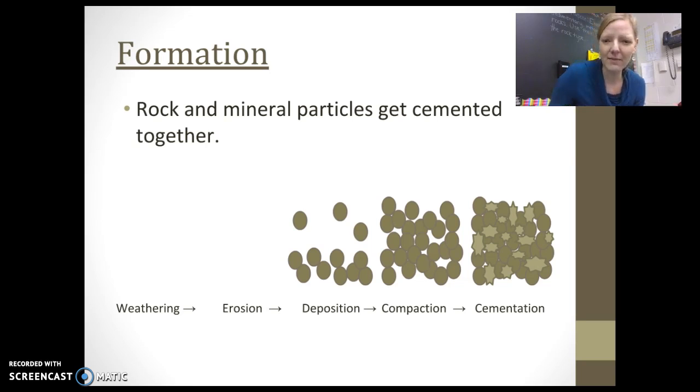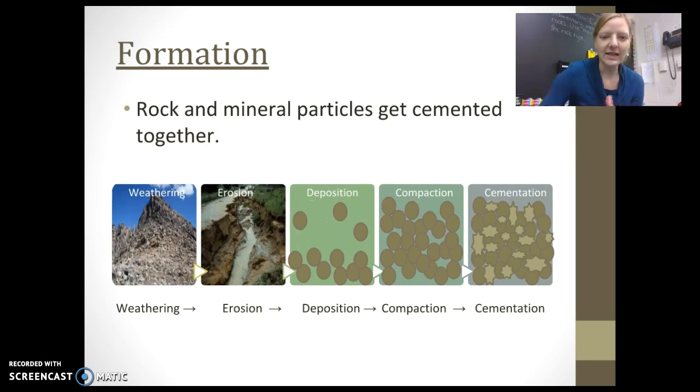So there are 5 main steps, and in your notebook you should have written down that first sentence, rock and mineral particles get cemented together, and then I'd like you to write these 5 steps as well. You don't need to draw the pictures for them.